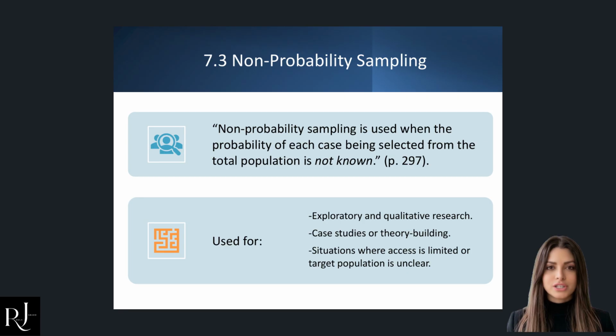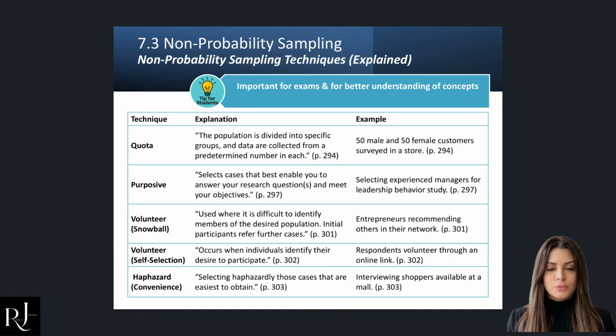Instead, we are looking for deep insights, high credibility, and a better understanding of a specific phenomenon within a particular context. It is about the quality and depth of the data. Let's look deeper and examine the non-probability techniques in more detail. First up is quota sampling.